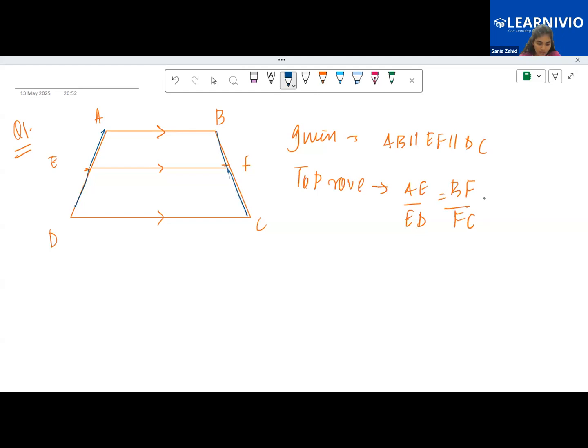Now your solution says you have first written that since AB is parallel to CD and EF is parallel to AB, all of them are parallel. Okay, your first point is correct. But now, how can you directly write AE upon ED? What is this, BPT? Basic proportionality theorem.